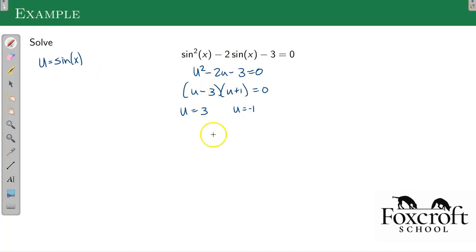Now that I've solved for u, I go back and replace u with sine of x. Sine of x equals 3. Sine of x, just like cosine, maxes out at 1, so this one's not possible. Sine of x equals negative 1. That only happens at the very bottom of my unit circle at 3 pi over 2. But again, also all of its coterminal angles, so I still have to add plus 2 pi k. So again, same strategy: making the trig function u, solving a quadratic, and then solving the trig equations that result at the end.